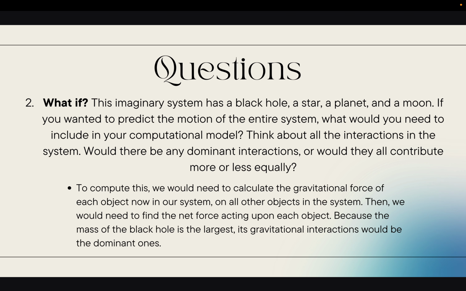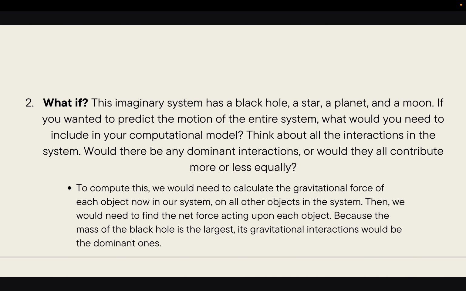To compute this, we would actually need to calculate the gravitational force of each object now in our system on all other objects in the system. Then, after all of that, we would need to find the net force acting upon each object. Because the mass of the black hole is the largest, its gravitational interactions would be the dominant ones here.